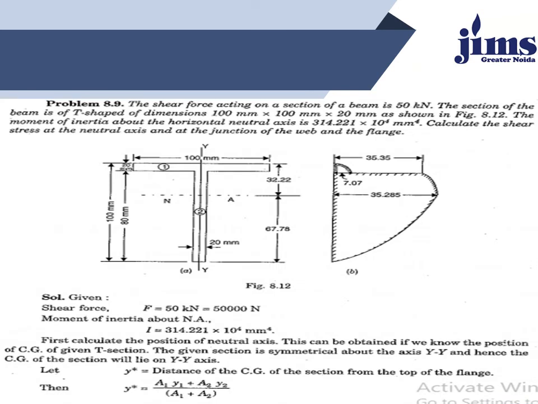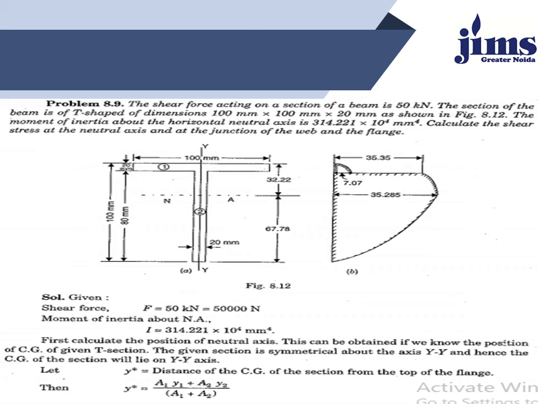Then the next question is related to T section. A shear force of 10 kilonewton is acting on a section of beam. The section of the beam is T shaped of dimension 100 cross 100 cross 20 millimeter as shown in figure 8.12. Calculate the shear stress at the neutral axis and at the junction of the web and the flange. So in this diagram it is clear the shear force is 50 kilonewton, and the moment of inertia is 314.221 multiplied by 10 to the power 4 millimeter 4.